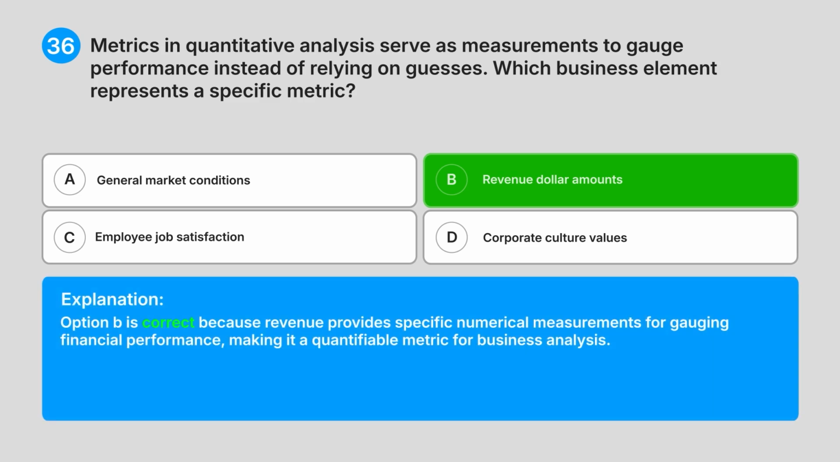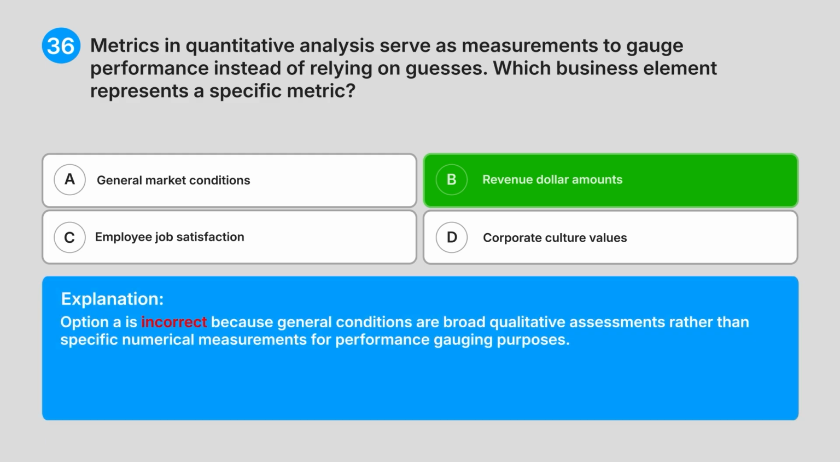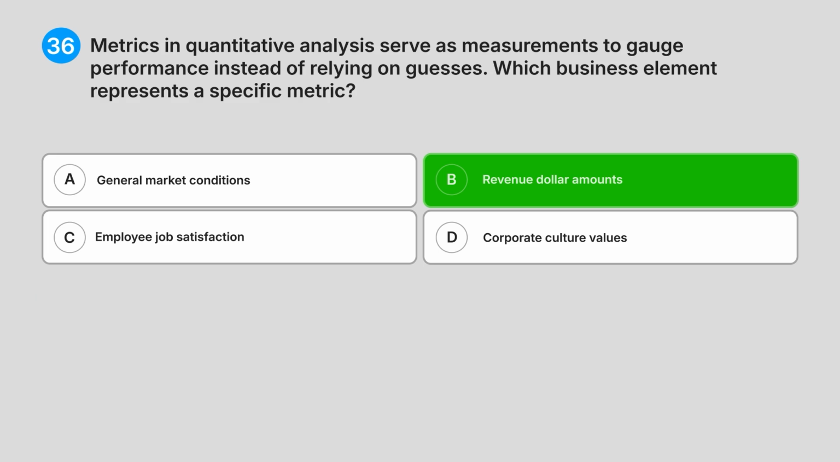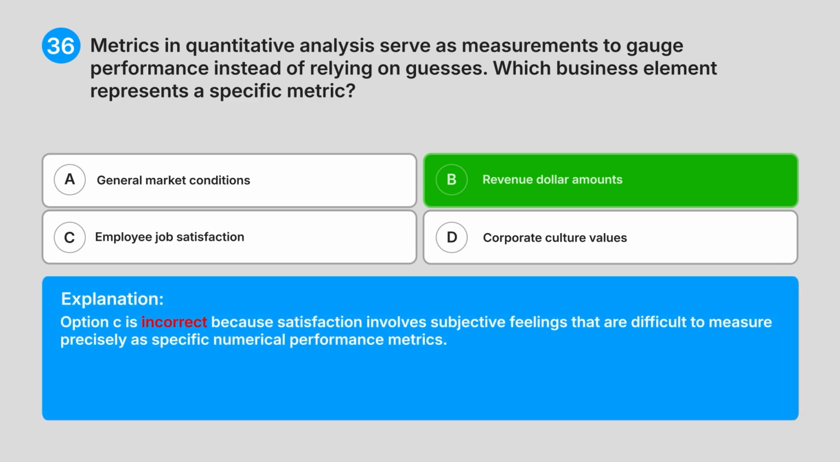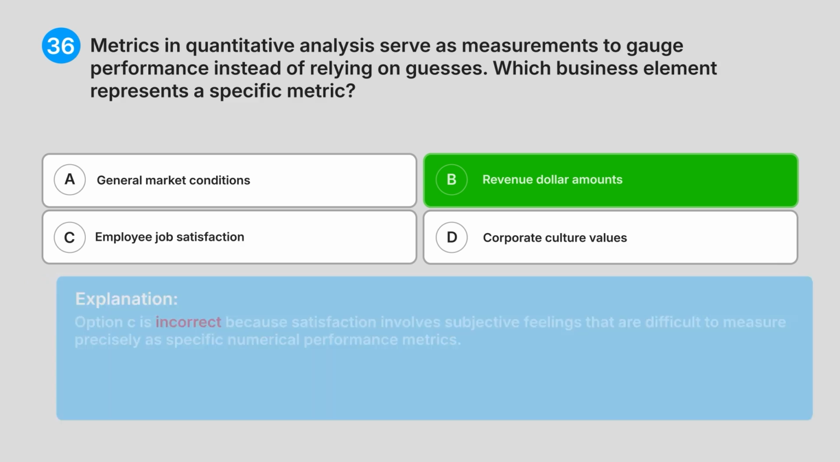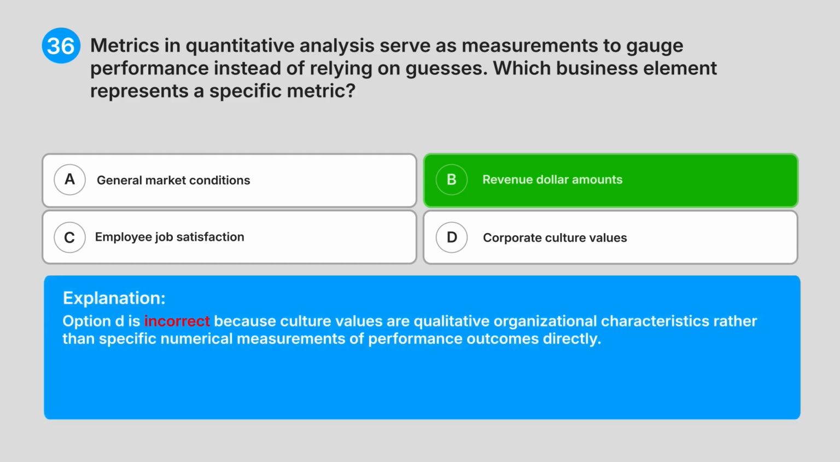Explanation. Option B is correct because revenue provides specific numerical measurements for gauging financial performance, making it a quantifiable metric for business analysis. Option A is incorrect because general conditions are broad qualitative assessments rather than specific numerical measurements for performance gauging purposes. Option C is incorrect because satisfaction involves subjective feelings that are difficult to measure precisely as specific numerical performance metrics. Option D is incorrect because culture values are qualitative, organizational characteristics rather than specific numerical measurements of performance outcomes directly.